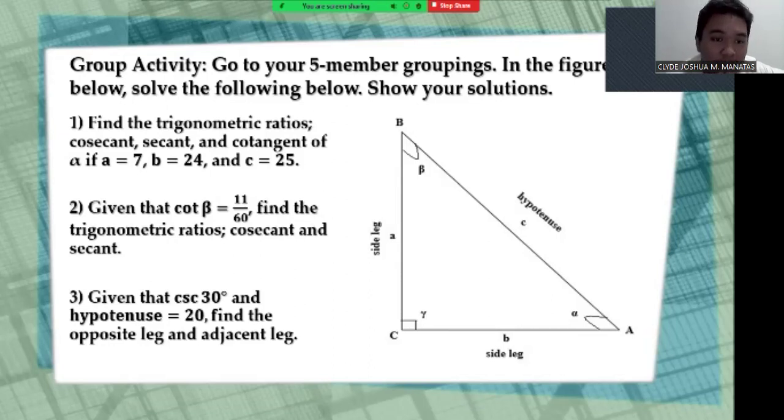Next, number 2. Given that cotangent beta is equal to 11 over 60, find the trigonometric ratios cosecant and secant. We know that the cotangent beta is equal to B over A.